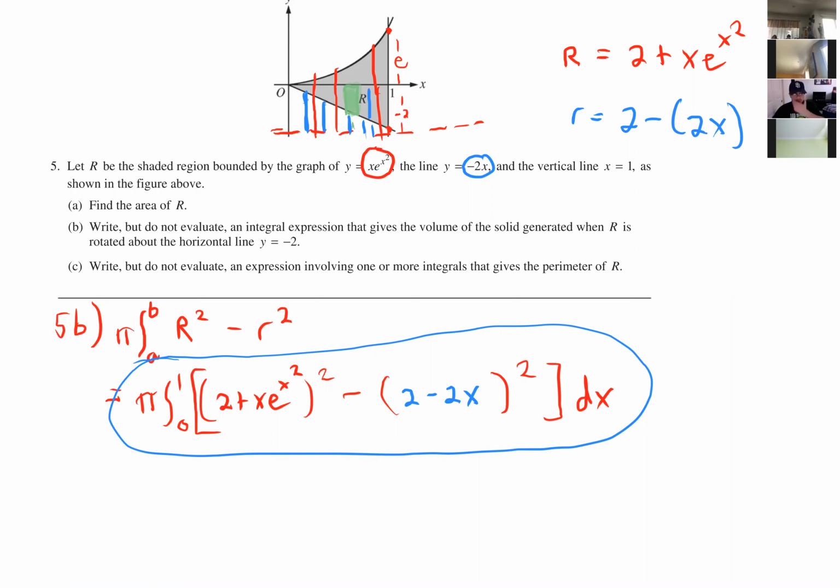Why can't the smaller radius be negative 2x? Oh, because negative 2x wouldn't give you the hole. What negative 2x would give you would be the distance from the x-axis. That would give you this distance here. Negative 2x, just the y-coordinate that goes from the x-axis to the graph. You have to come up with an expression that represents the radius inside the hole. So the hole would be 2 minus that distance. Okay, thank you.